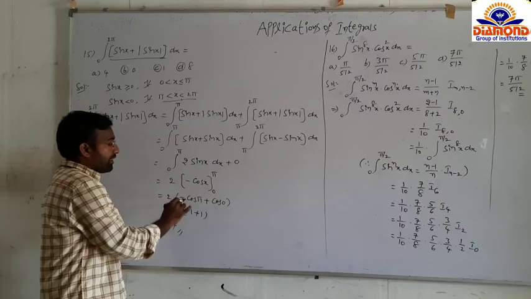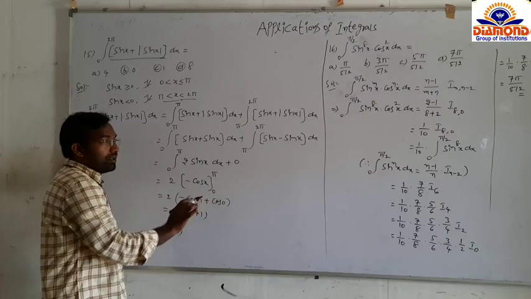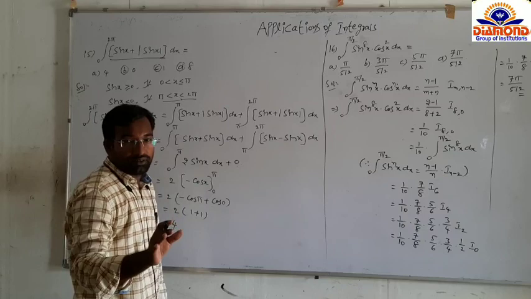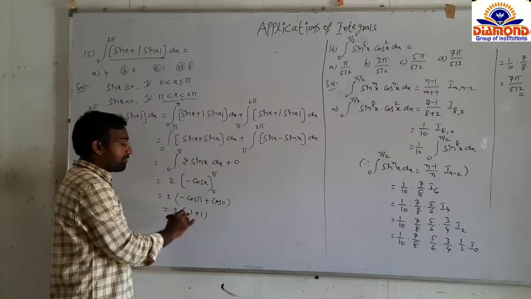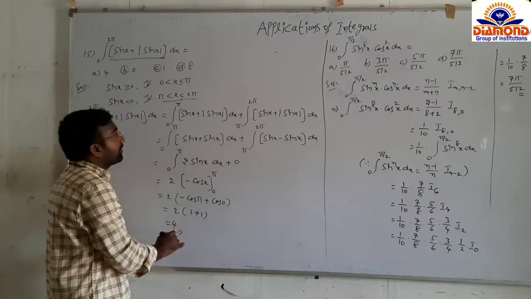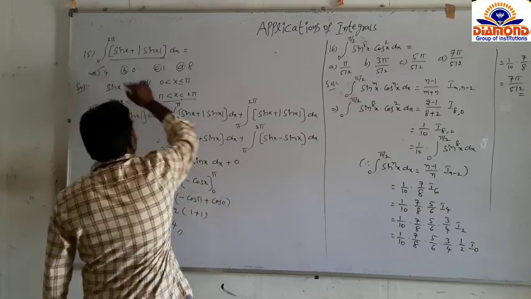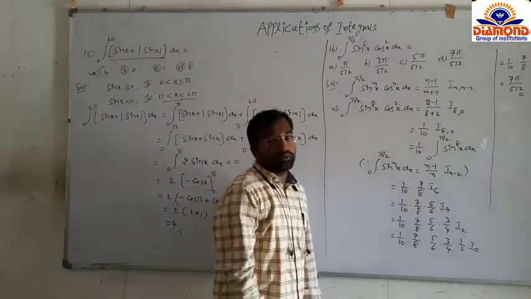So 2 of minus cos pi plus cos 0. Cos pi value is minus 1, so minus of minus 1 is plus 1. Cos 0 is 1. So the final answer is 4. So the option is A. Next problem.